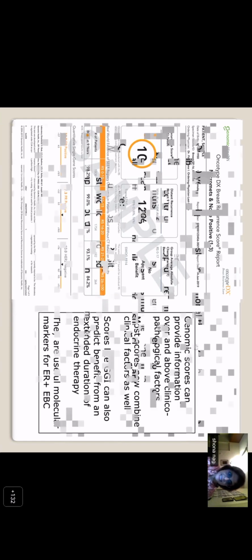So all postmenopausal women with an oncotype score of less than 25 don't really benefit much from chemo. And as you can see here, not only have they told you her recurrence score, they've told you her recurrence at 9 years of 12%, which is very, very average, and absolutely no apparent benefit from chemo. So genomics can give you information over and above clinical pathological factors. Most scores now combine clinical as well. And scores like GGI also tell us, will the patient benefit not from 5 years, but from 10 years as well of treatment? And they are very useful molecular markers for ER positive early breast cancer.